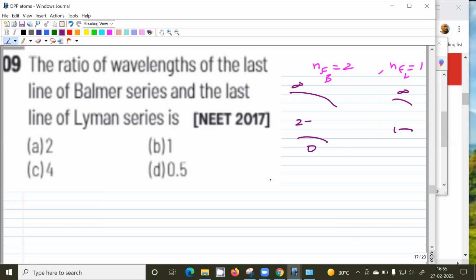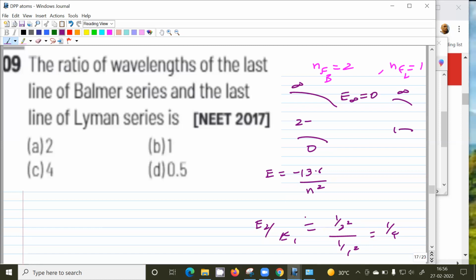And the energy in terms of this is given as what? 1 by n square, no? So energy is minus 13.6 by n square. E infinity is how much for both? 0, sir. So basically you have to find E2 by E1, right? That will give me the ratio. That is 1 by 2 square divided by 1 by 1 square, so 1 by 4.